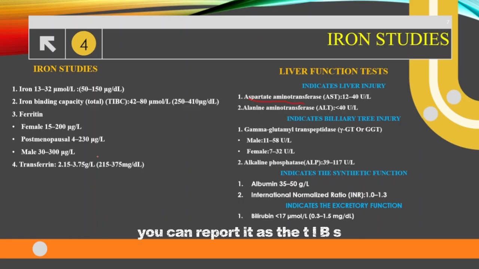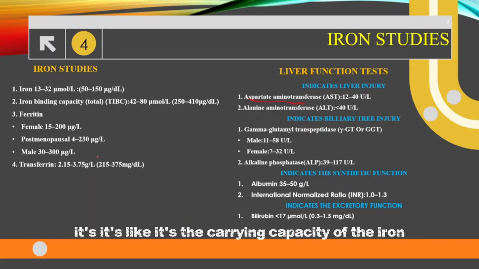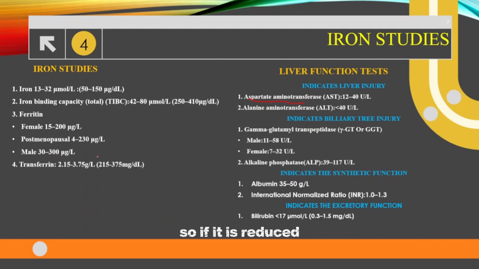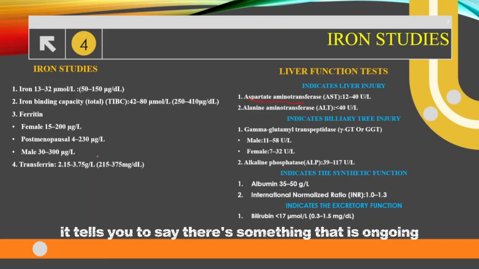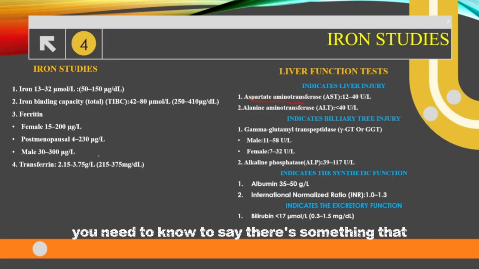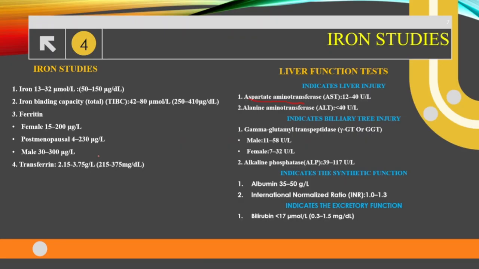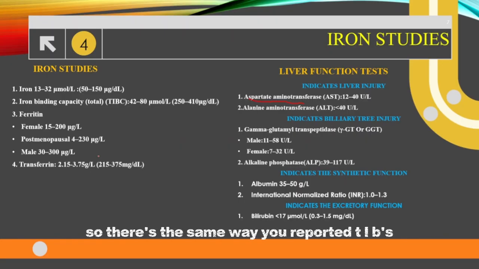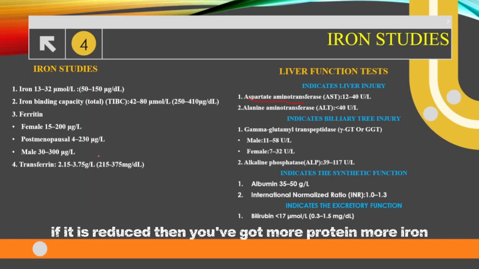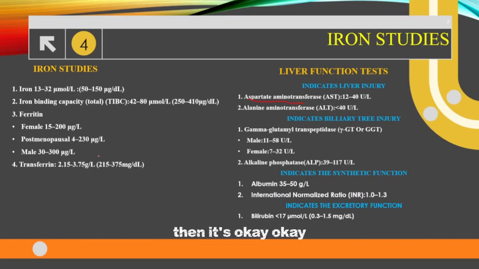Now, this one you can report as the TIBC. It can be reported as TIBC. What do I mean? Because remember, it's the carrying capacity of the iron, because it's the one that transports. So if the transferrin is reduced, it tells you there's something that is ongoing. And if it is raised, in short, what I said: it's the same way you report TIBC, that's how you report your transferrin. So if transferrin is elevated, it tells you that you have got less iron in your blood to bind to it. If it is reduced, then you've got more iron, isn't it? And if it's normal, then it's okay.